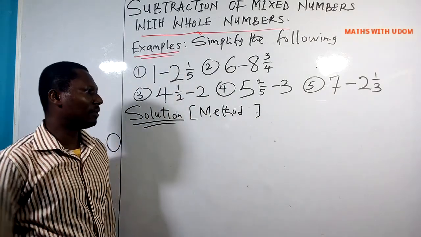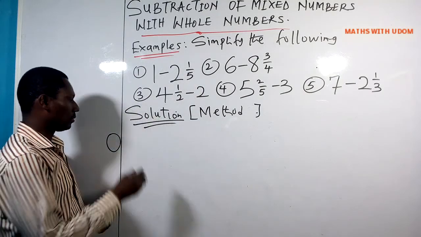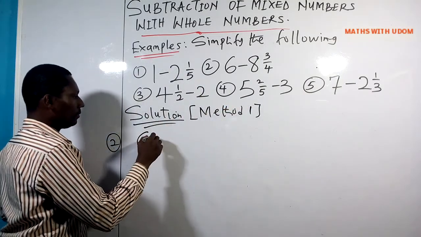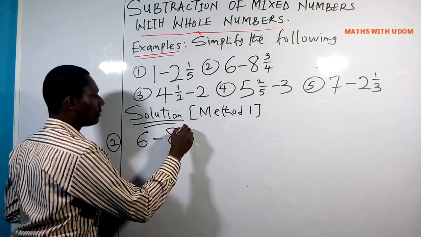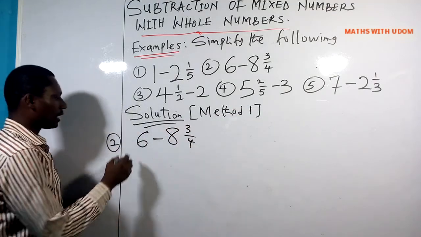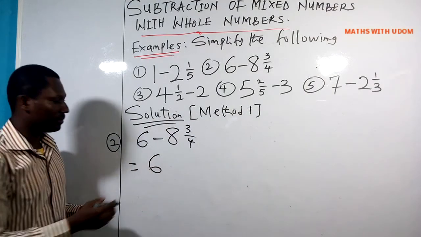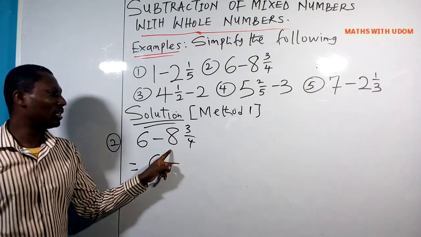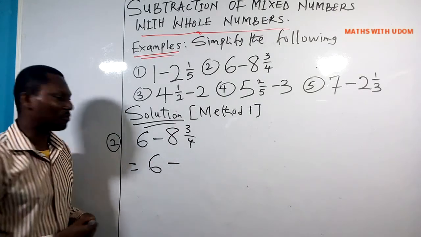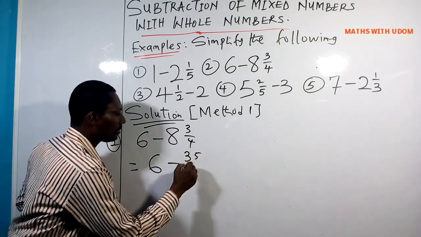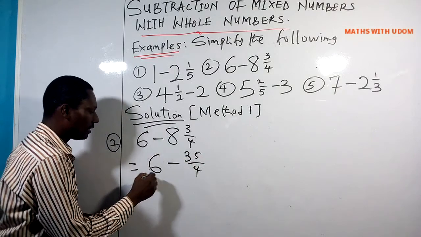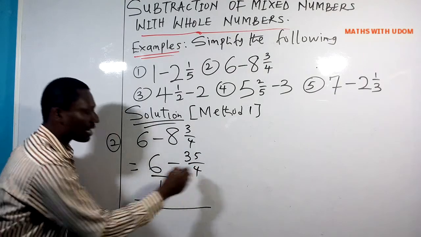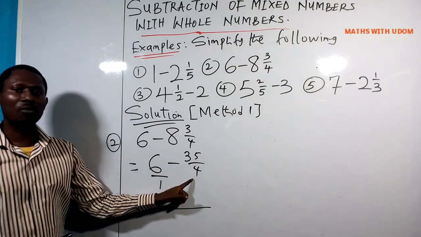So what do we have here for the example 2? Method 1. 6 minus 8 whole number 3 over 4. So we have 6 whole number minus, now 4 times 8 will give us 32. 32 plus 3 will give us what? 35. So we have 35 divided by 4. Then this is 6 over 1. Now what is the LCM of 1 and 4? The denominator 1 and 4 is 4.